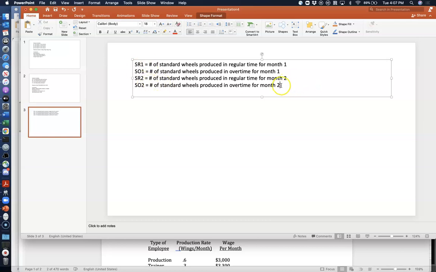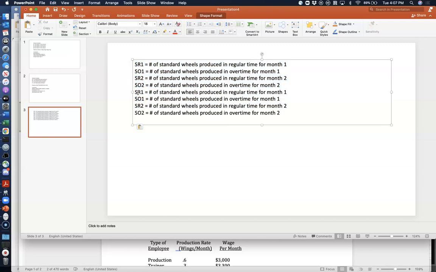right? And we will double all of this, standard and regular wheels. But instead of standard wheels, we can have deluxe wheels. So it's deluxe wheels produced in regular time. So it's deluxe.